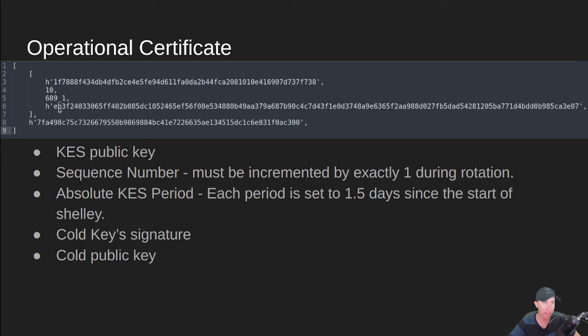And then finally, we have the cold key's signature of these first 3 bits. These first 3 bits are just concatenated together: the KES public key, the sequence number, and then the absolute KES period. We sign that with the cold key, and that's this EB3F big long number here. And then finally, not included here but included in a different area of the block header, is the cold public key, so that we can verify signatures.